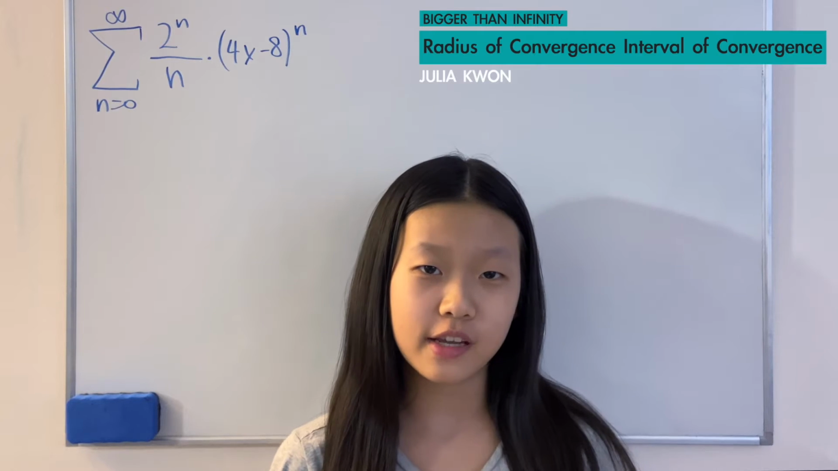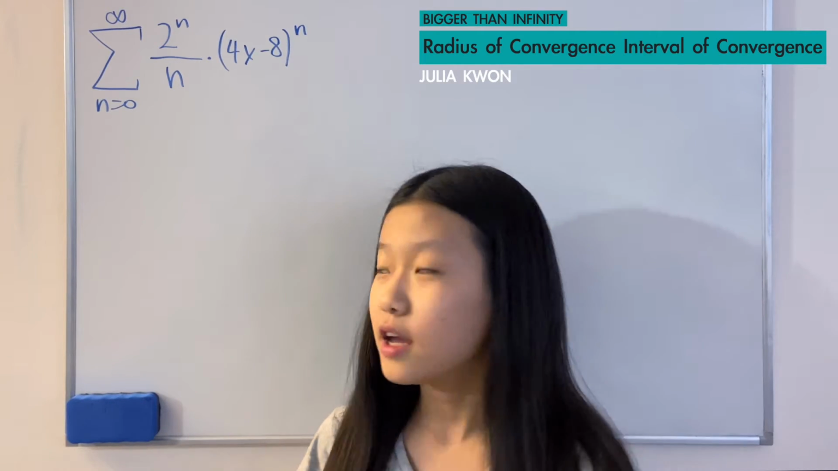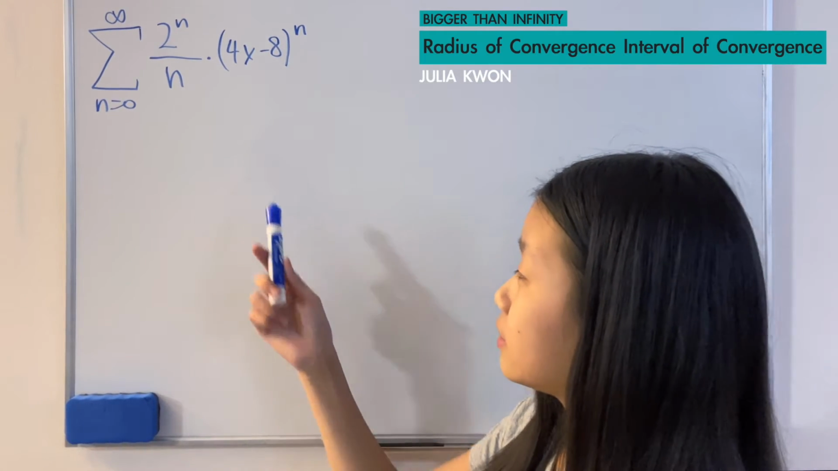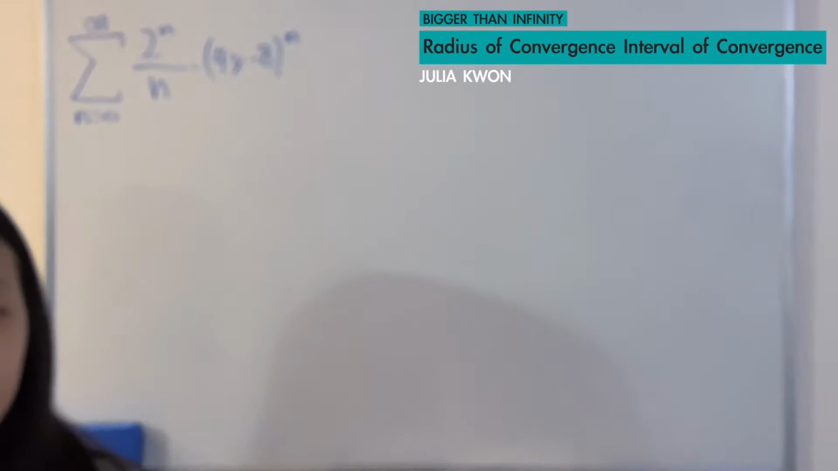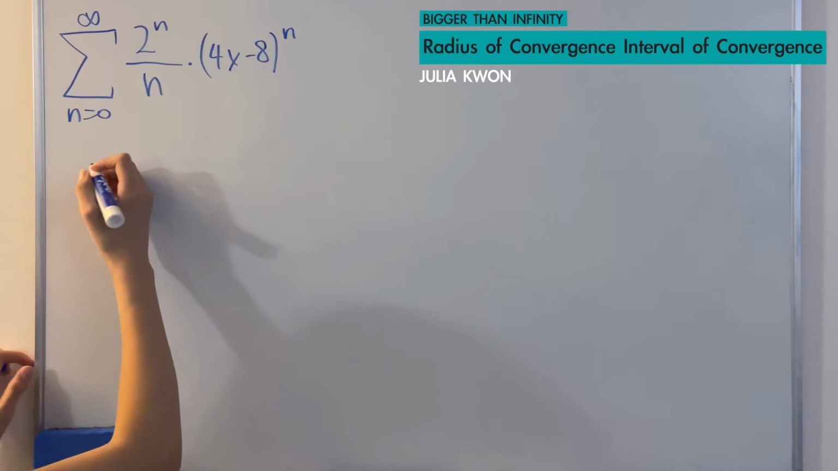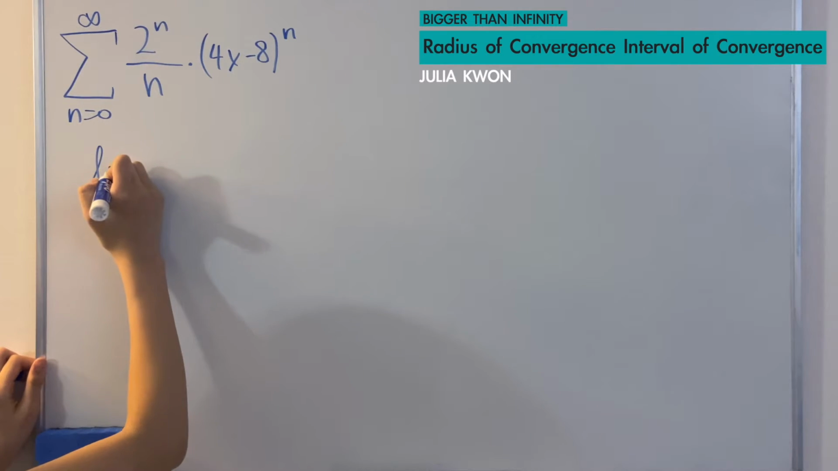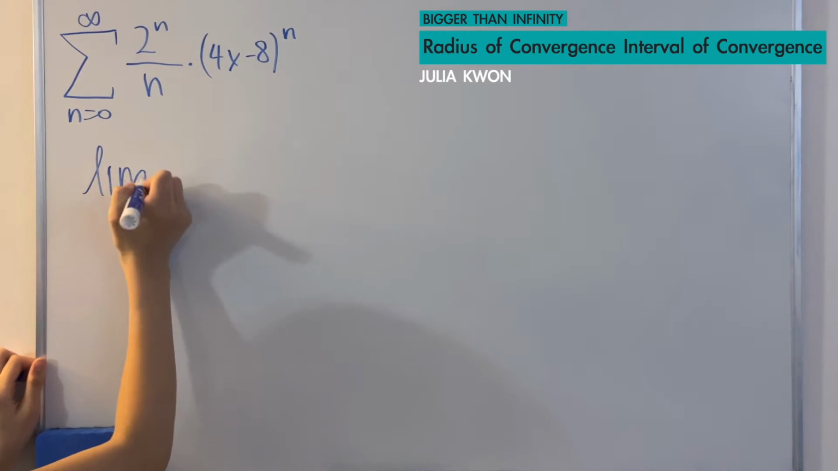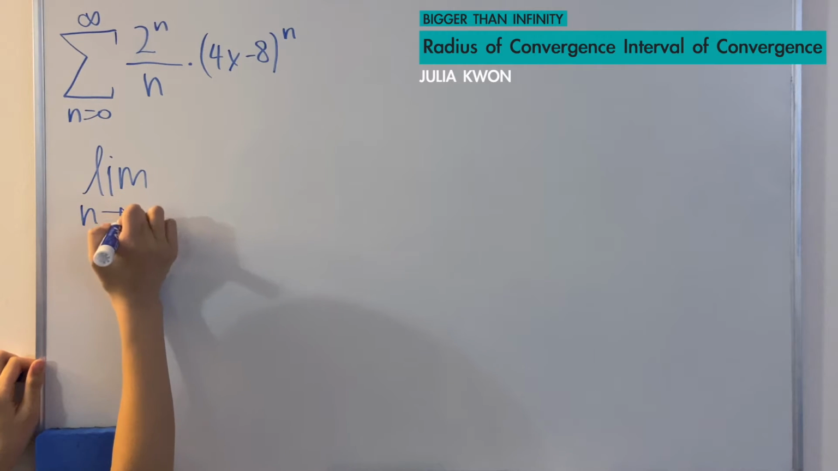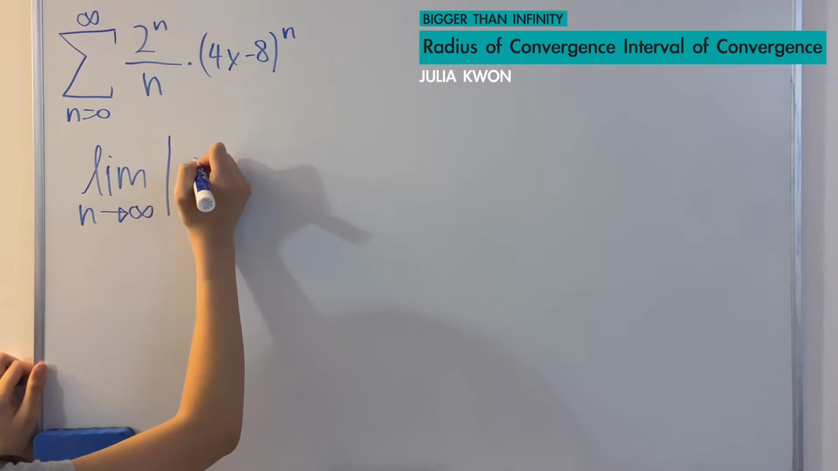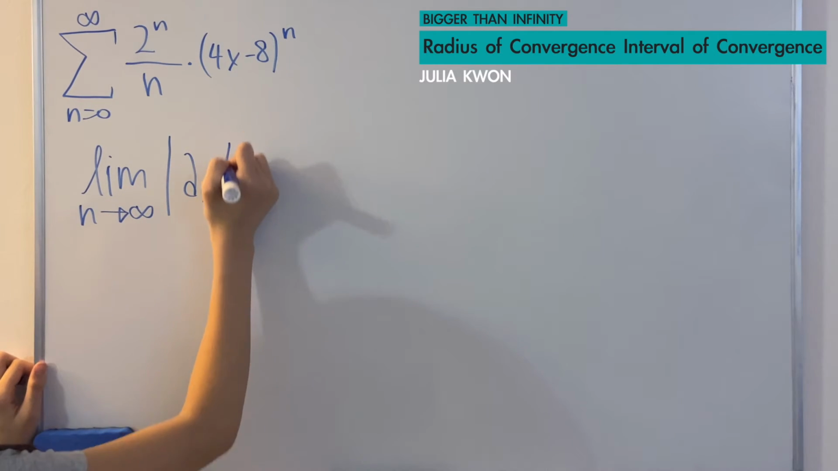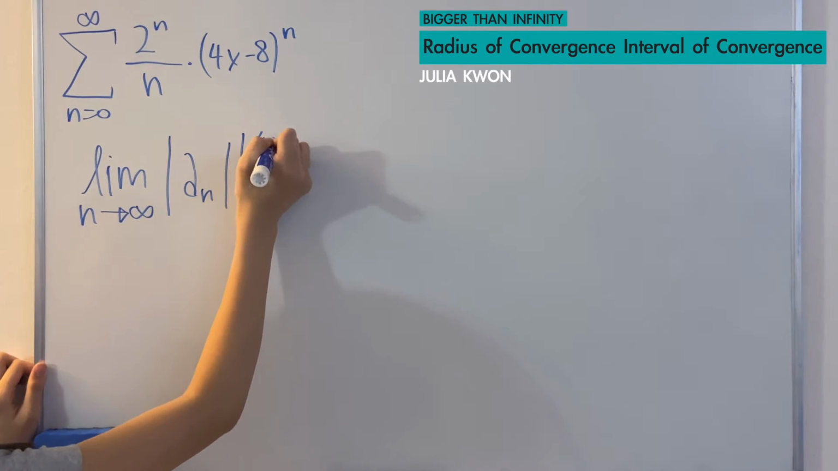Hello everyone, in this video I'm going to be finding the radius and interval of convergence for this series that I have written here. So we're going to be using the root test, and when we use the root test we have to take the limit as n approaches infinity of the absolute value of a sub n to the power of 1 divided by n.